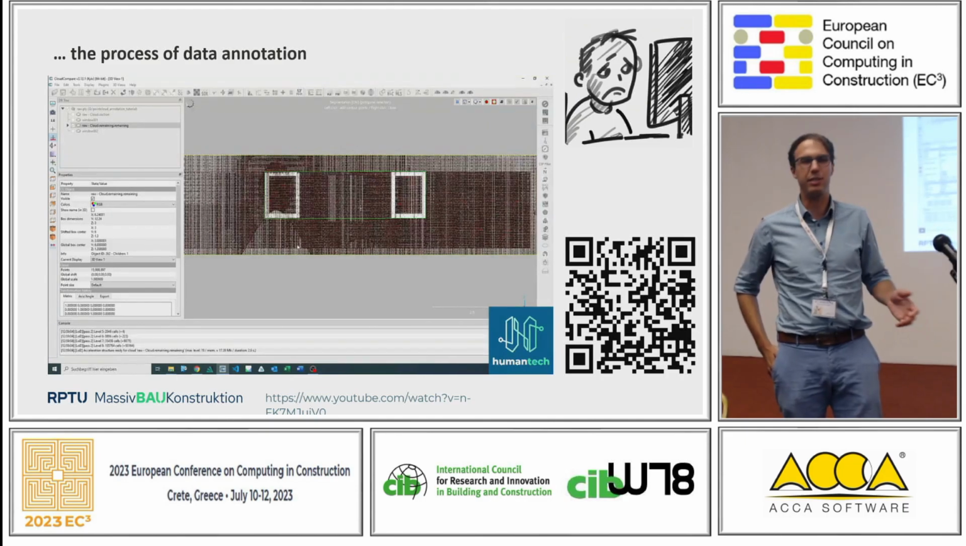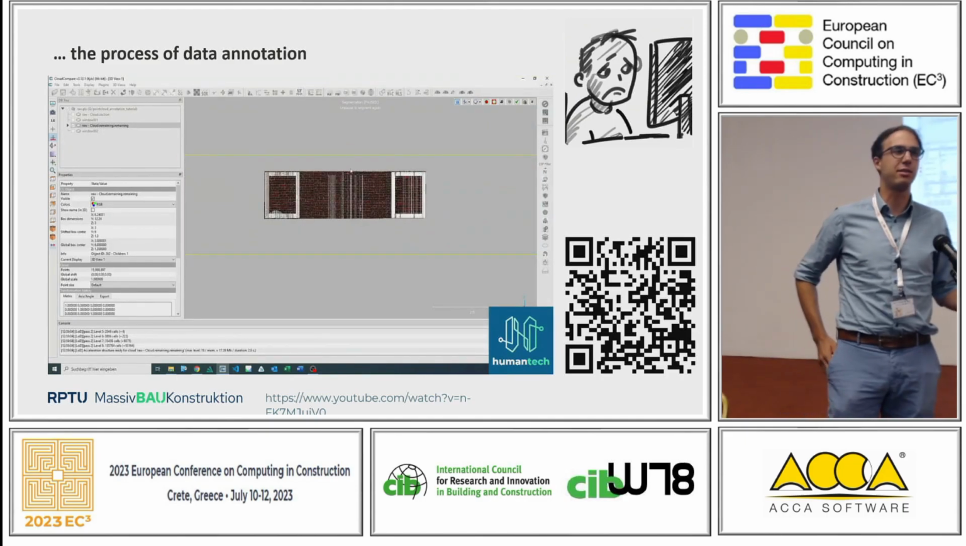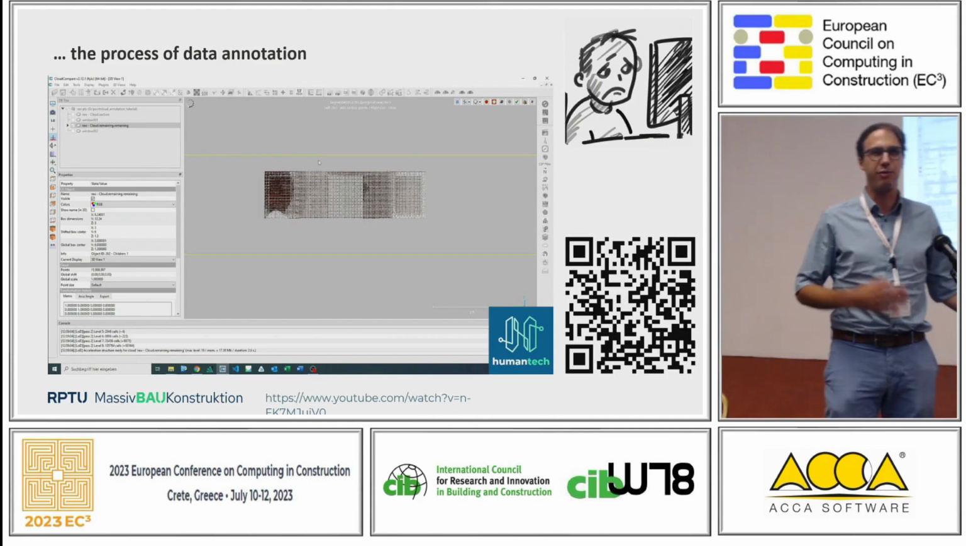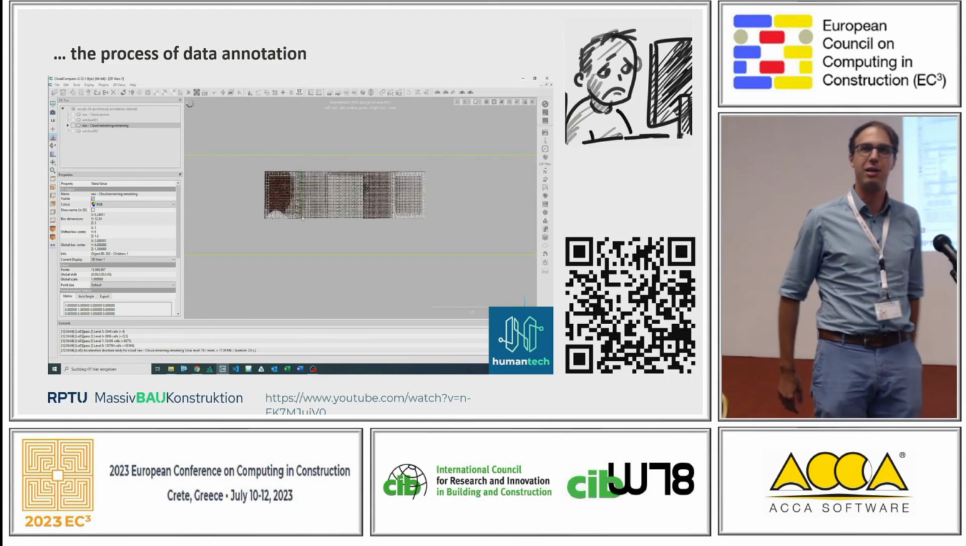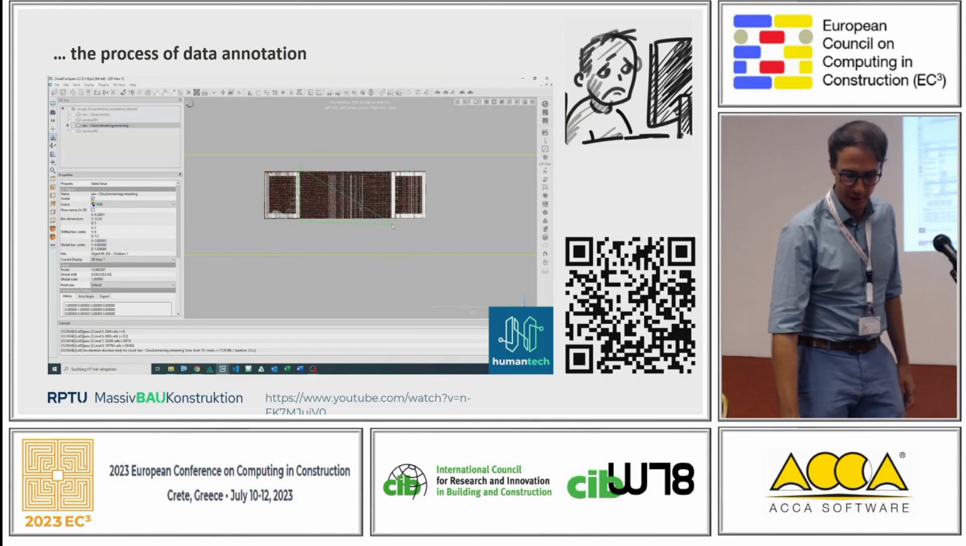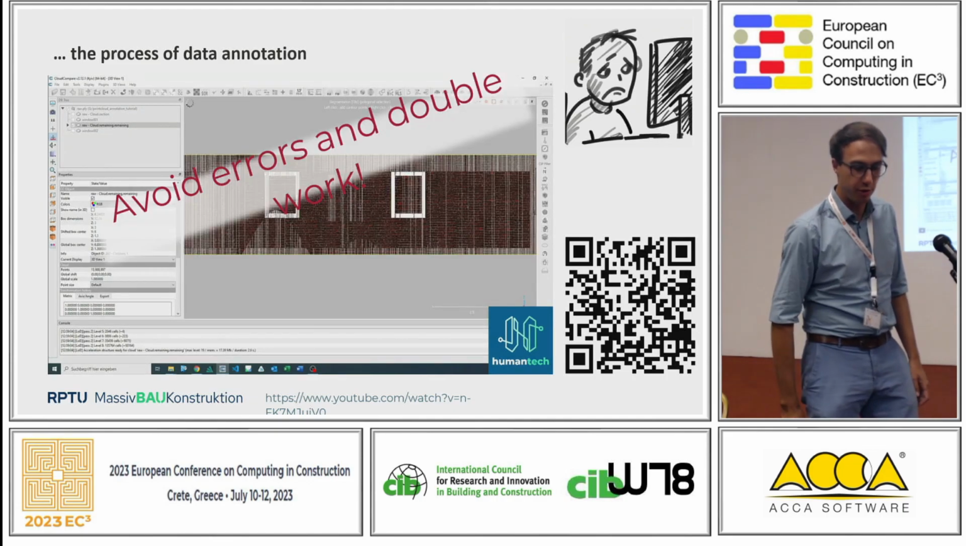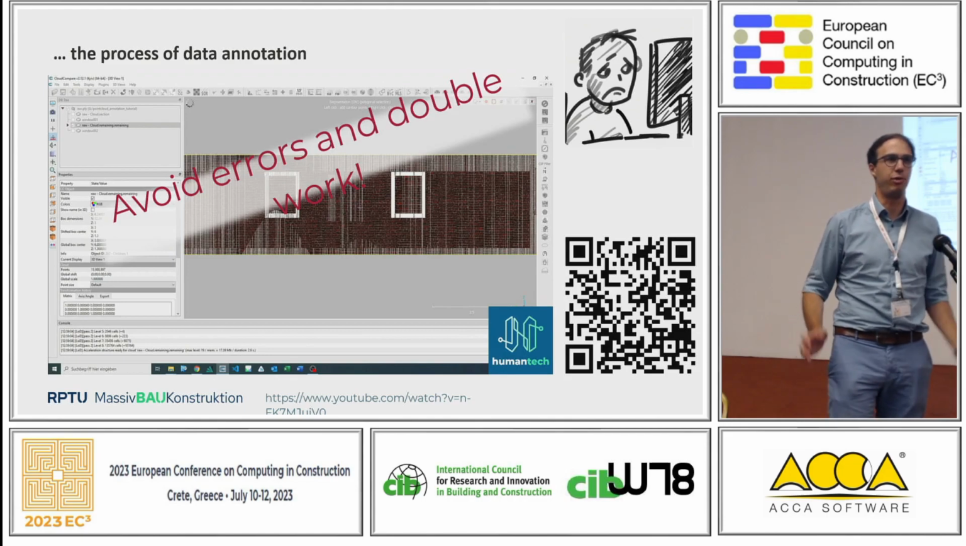It's a manual process, and it's, in most cases, polygonal selection of some object. And as you can figure, this leaves our kind guy annotating data not very happy. So what we need to do is, of course, avoid errors and double work in this.